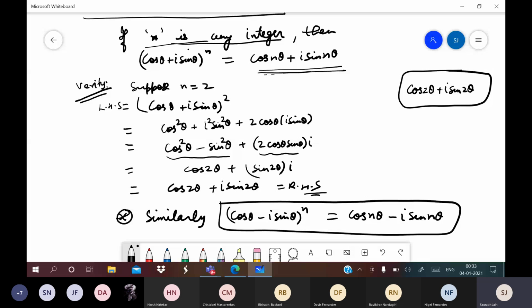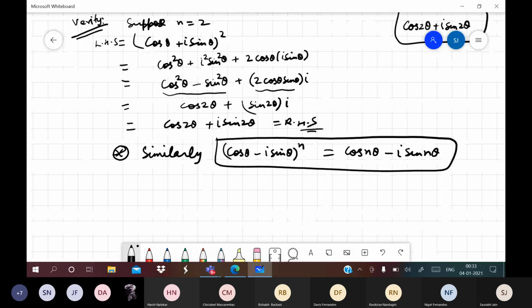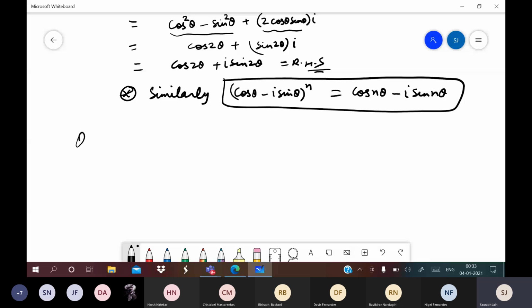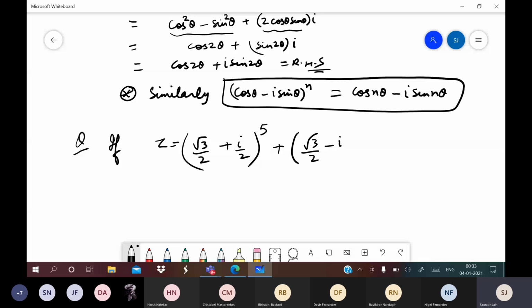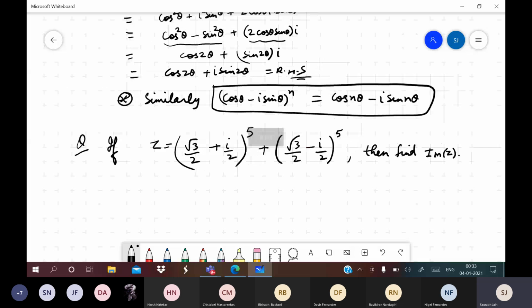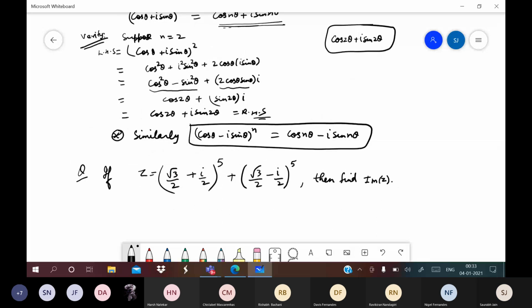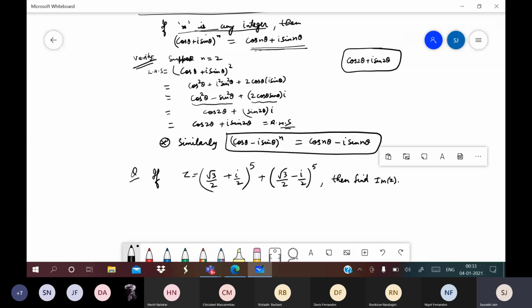Let us solve some questions. Okay. Let us solve some questions on this. If z equals (root 3 by 2 plus iota by 2) to the power 5, okay, plus (root 3 by 2 minus iota by 2) to the power 5, then find this. Try to relate this question with de Moivre's theorem. You will be able to get the answer very easily.